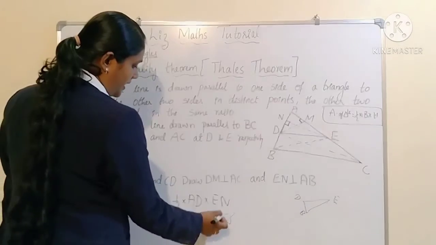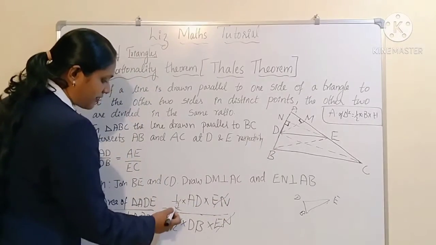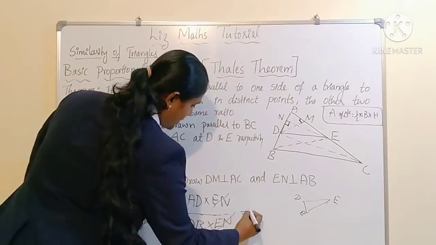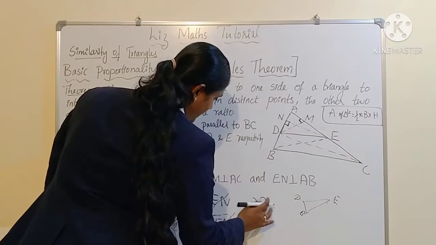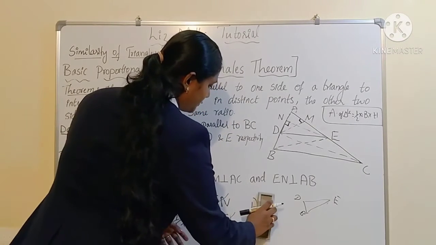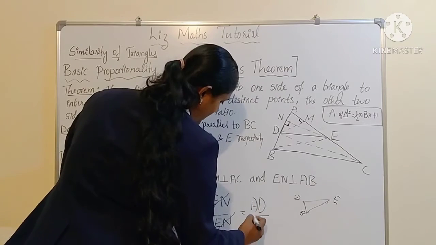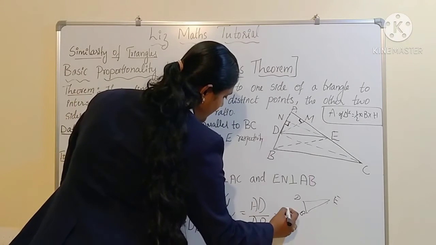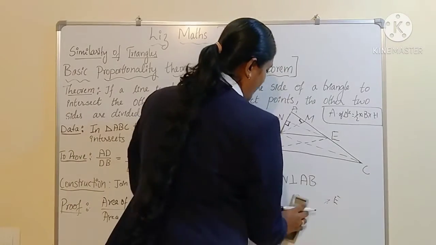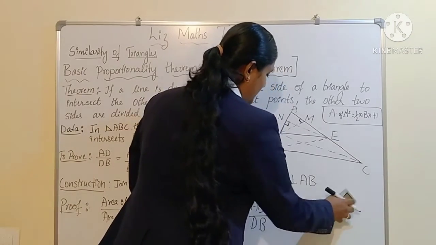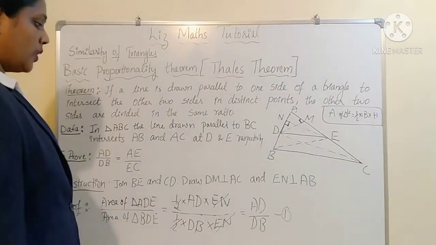So you know that EN gets cancelled, and the half gets cancelled, and you get AD by DB. This you have to take as equation number 1 here.